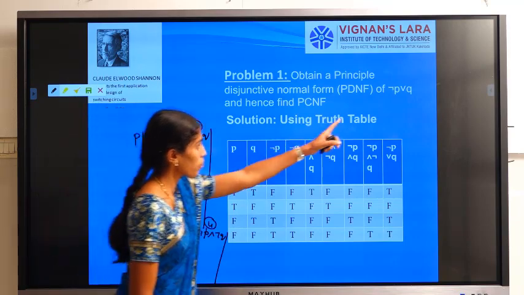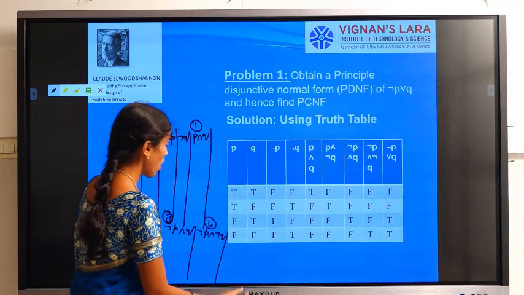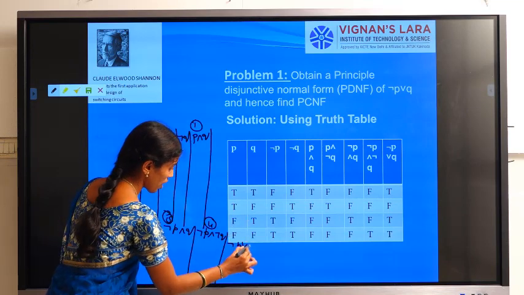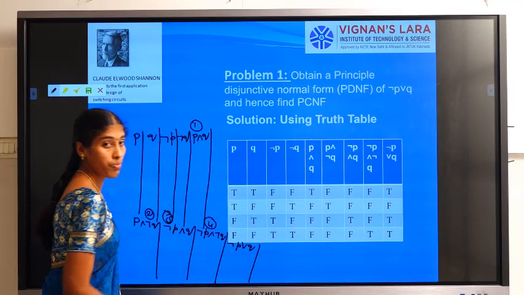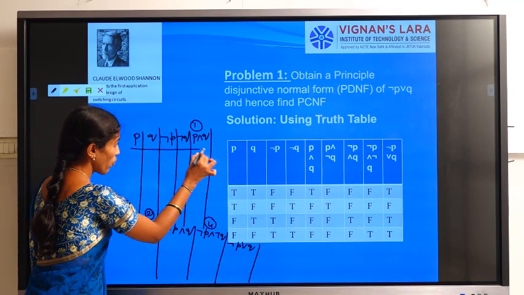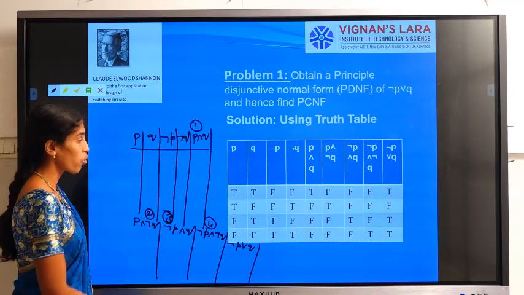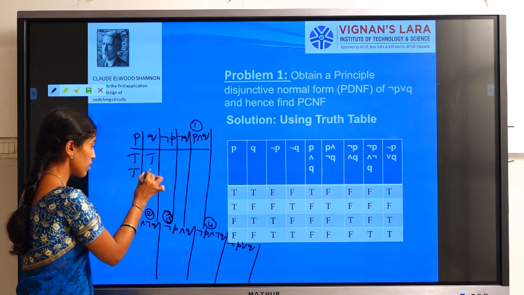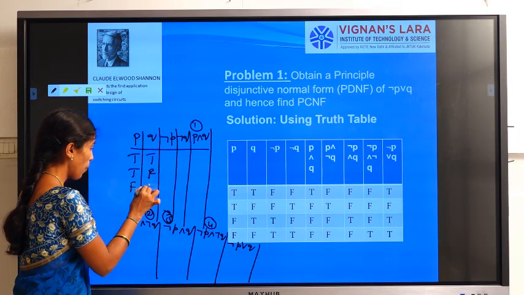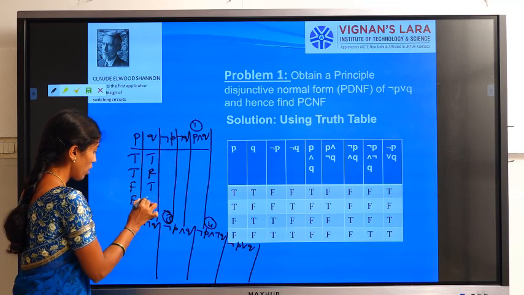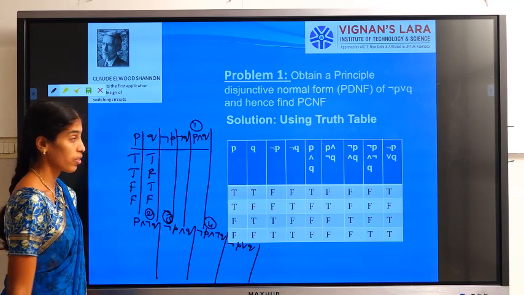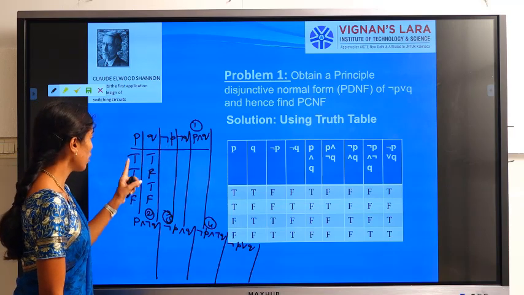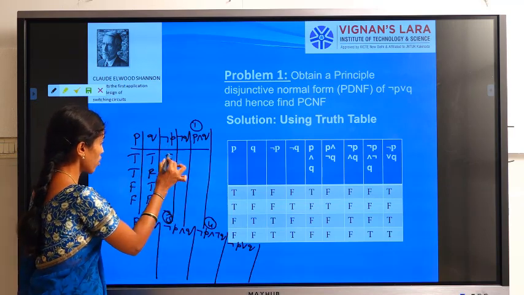Next, what is the given proposition? It is negation P or Q. I write the given proposition as the last column. So for these two variables, we have a total of four possibilities. First one TT, next TF, FT, next FF. Now corresponding to P, we write negation P, negation of true is false.